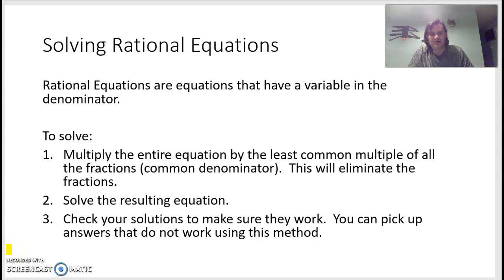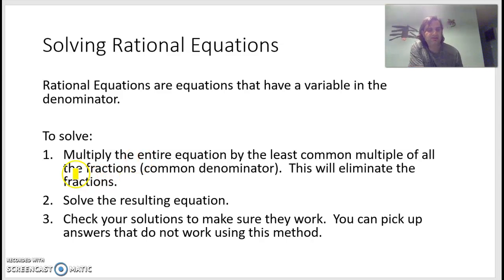Hey, it's Mr. Ard, and now we're solving rational equations. We've been simplifying expressions, but now we're going to solve equations. So we're going to find x. We've done this before. We actually did it at the beginning of the semester.